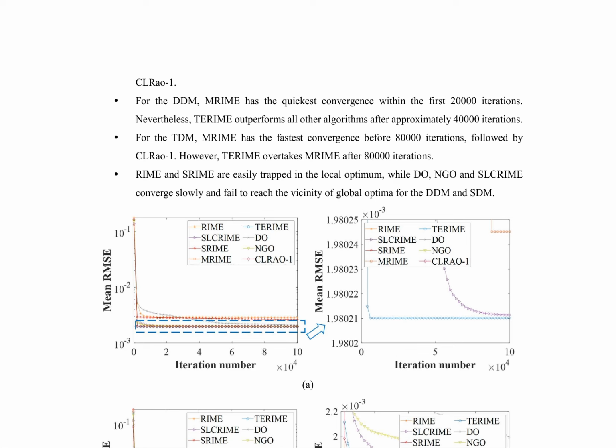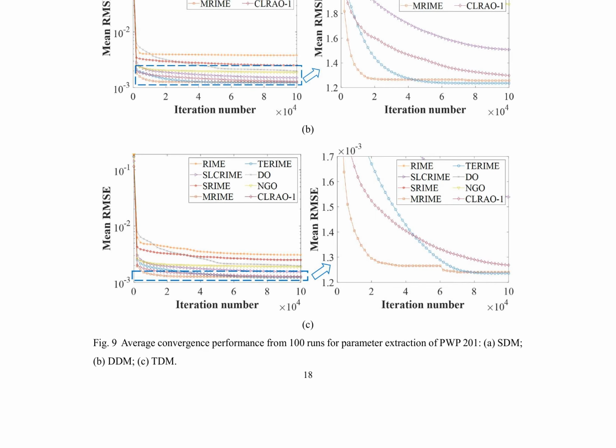MRIME after 80,000 iterations. The results indicate that RIME and SRIME are easily trapped in local optima, whereas DO, NGO, and SLCRIME converge slowly and fail to reach the vicinity of global optima for the DDM and SDM. Figure 9 visually represents the average convergence performance from 100 runs for parameter extraction of PWP 201 across different models. These findings underscore the importance of selecting an appropriate optimization algorithm based on the specific model and the desired convergence rate. The choice of algorithm can significantly impact the efficiency and accuracy of parameter extraction in photonic waveguide platforms.